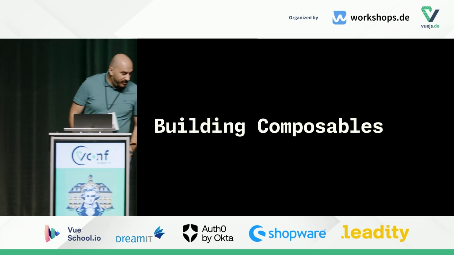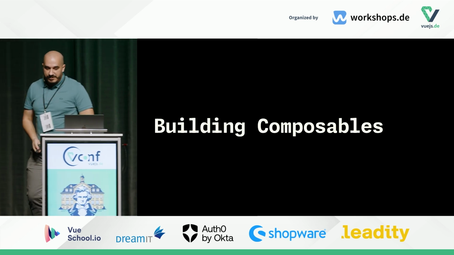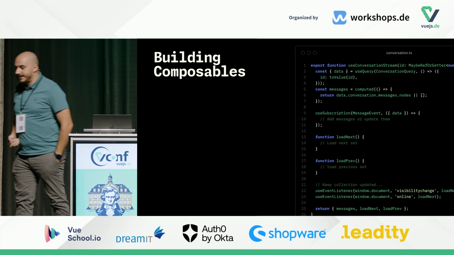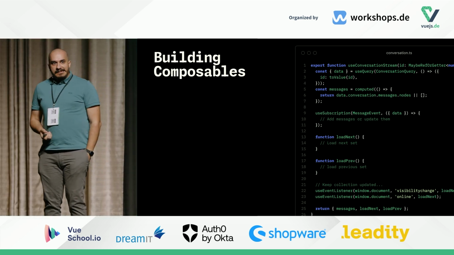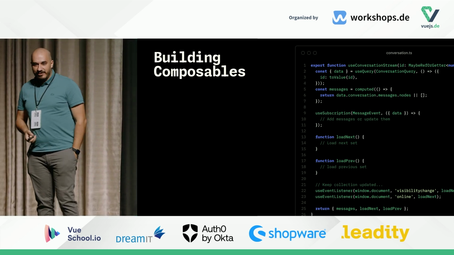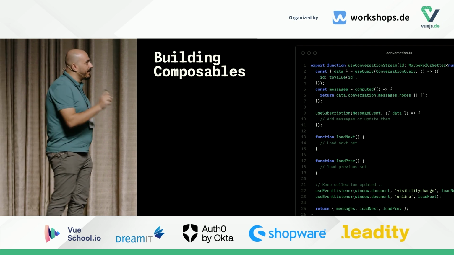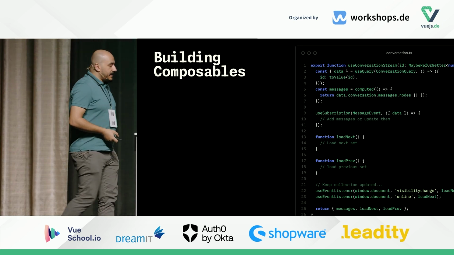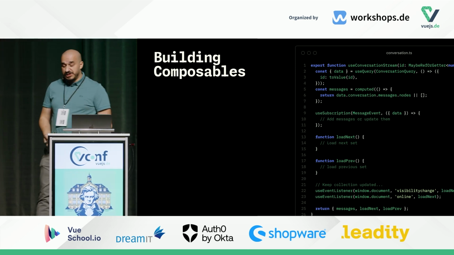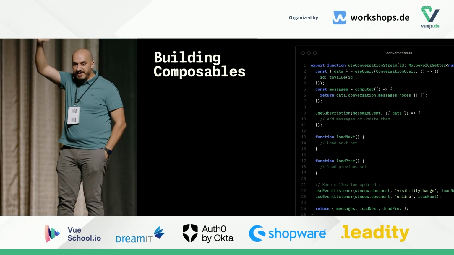So let's talk about building those composables. Composables, in our case, are more of an everything sandwich, where you have almost everything in them to manage a certain resource. In this example, I'm talking about conversation stream. A conversation stream is like the messages in a chat, right?